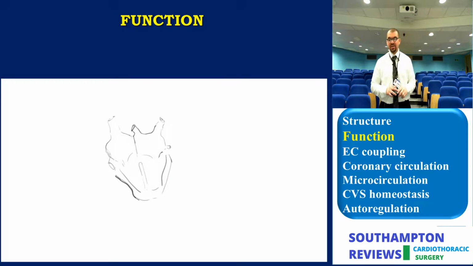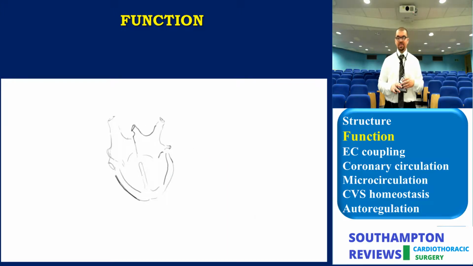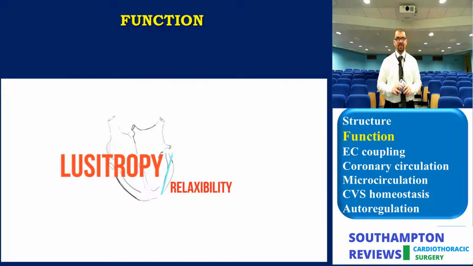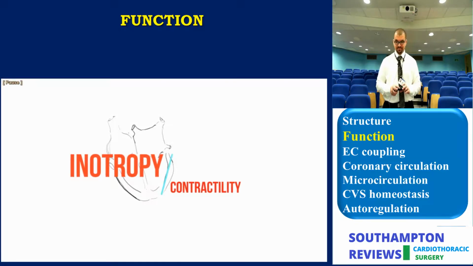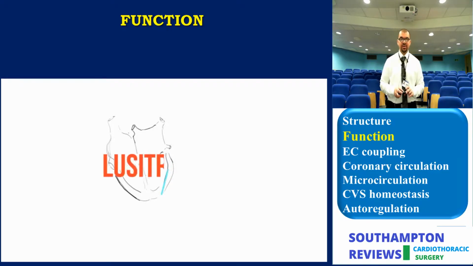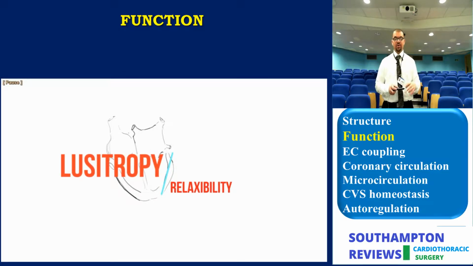Now let's have a look in here. The heart muscle is extremely unique in the fact that it possesses 5 essential properties. The first property is referred to as inotropy or contractility. The second property is referred to as lusitropy or relaxability. So the heart muscle has to contract and has to relax in order to be able to perform its function.